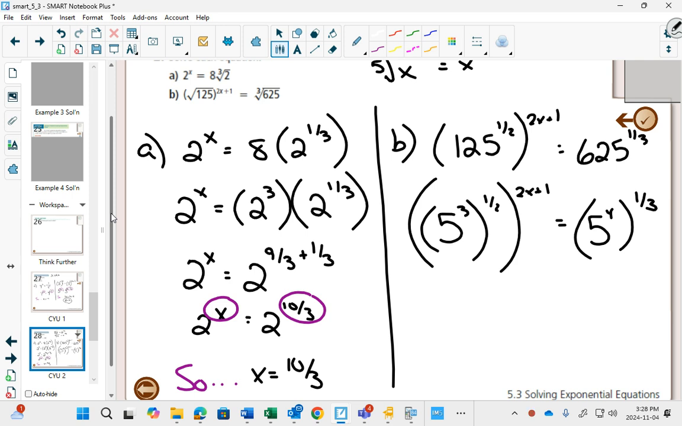A power to a power to a power. We're going to have to multiply. So 3 times 1/2 is 3/2 times, and distribute that. You'll get 3x plus 3/2. And on this side, we'll get 4/3.